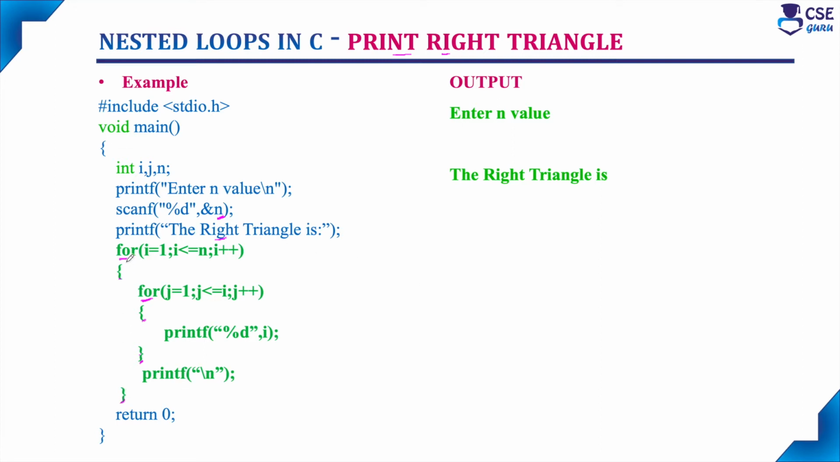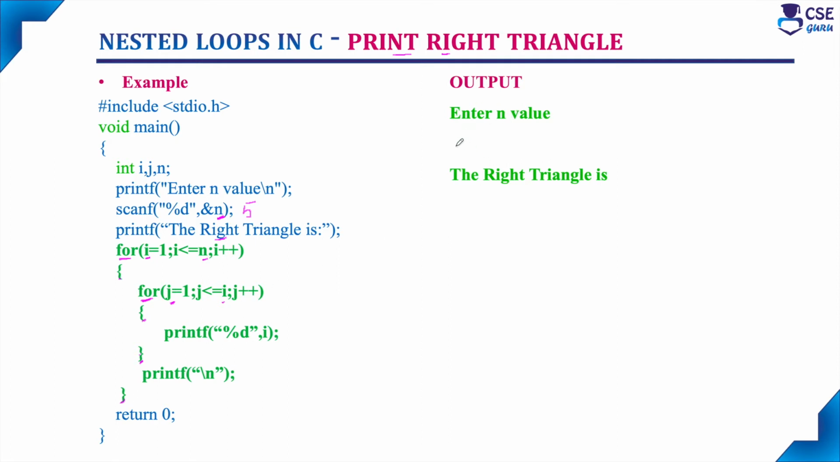In the outer for loop, we have used the variable i, and it is initialized to 1. We check the condition whether i is less than or equal to n. Suppose the n value I have entered here is 5, it will check up to 5, and then increment the i value. In the inner for loop, we have used the variable j, initialized to 1. We check the condition whether j is less than or equal to i, and after executing one iteration, j will get incremented.